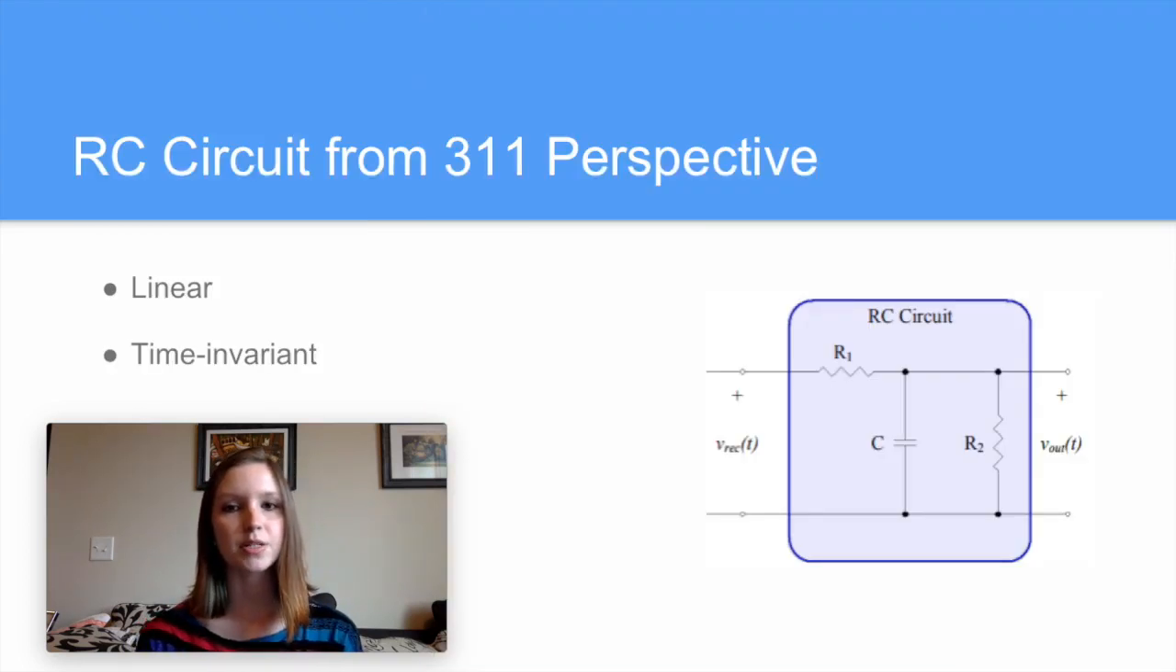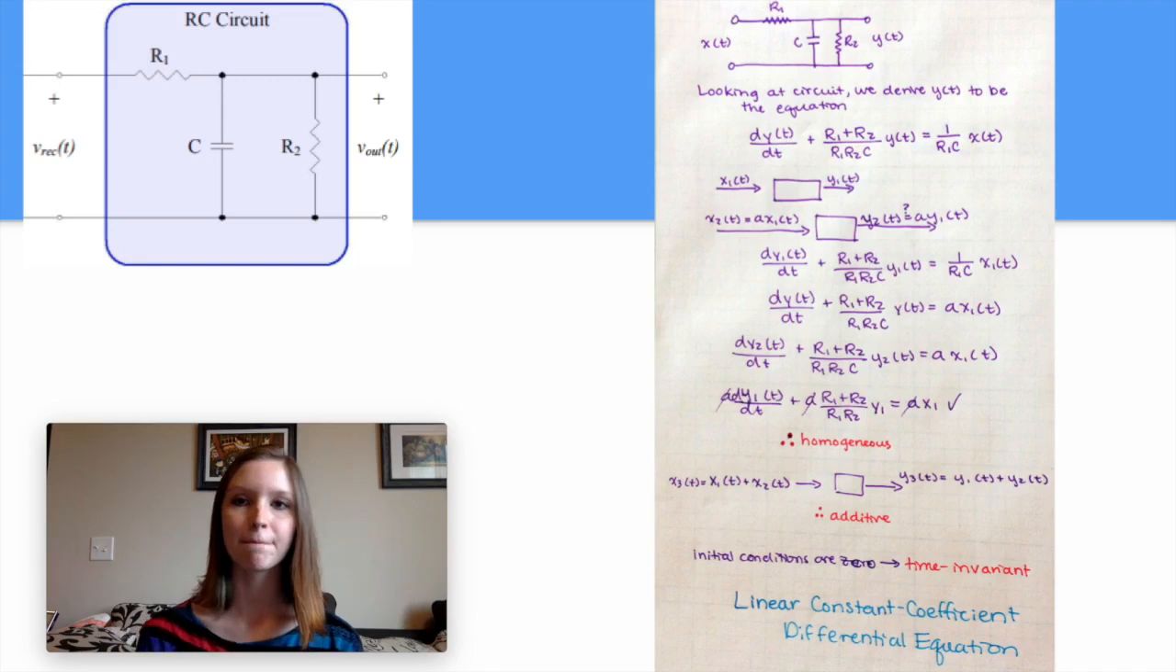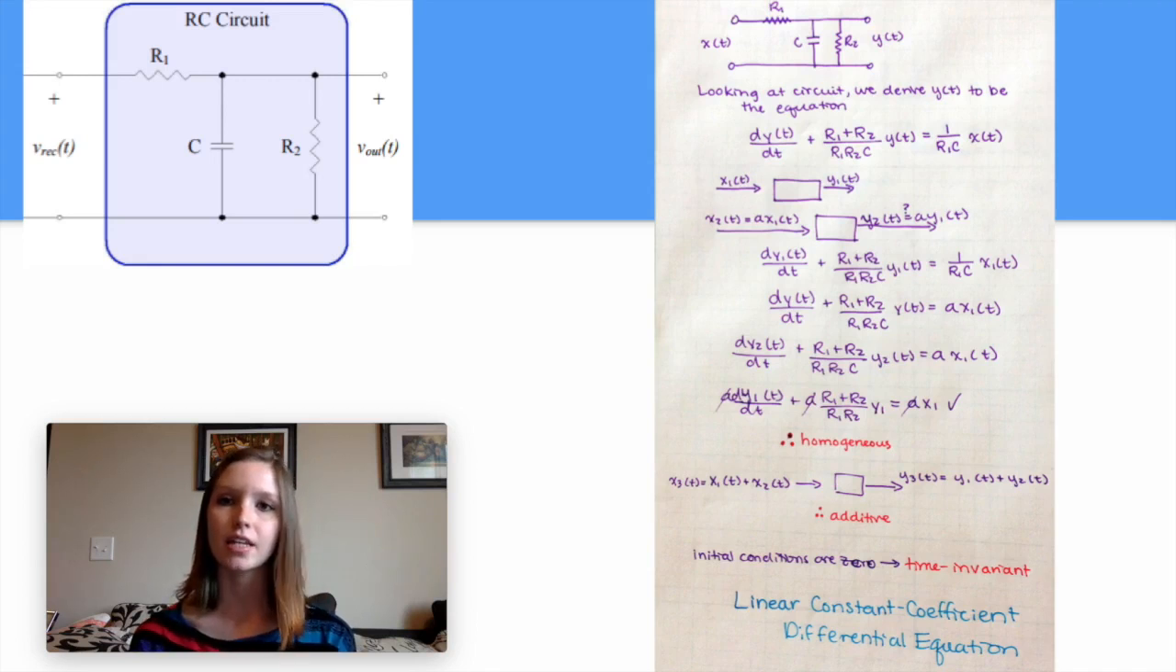Now from a 311 perspective, we're going to look at the RC circuit. We find out that it is linear and time invariant, and this is because when we take the equation of this RC circuit here on the right, you get this function here, which is a linear constant coefficient differential equation. This quite explains the nature of the circuit, but we're going to test for homogeneity and additivity for linearity, and then check if it's time invariant.